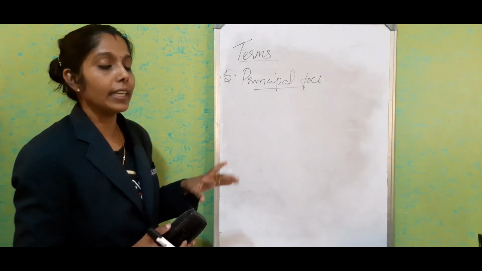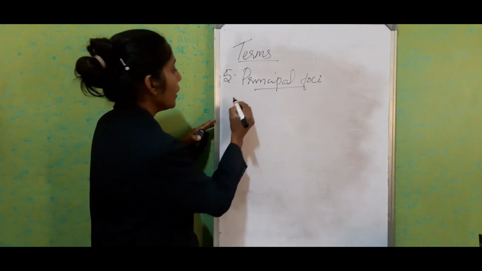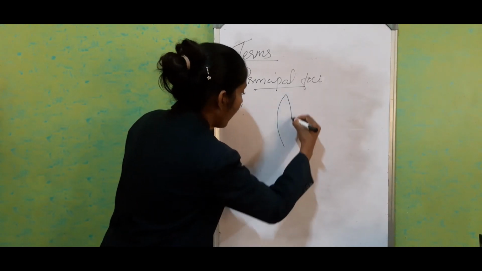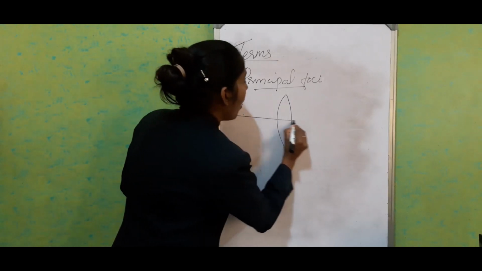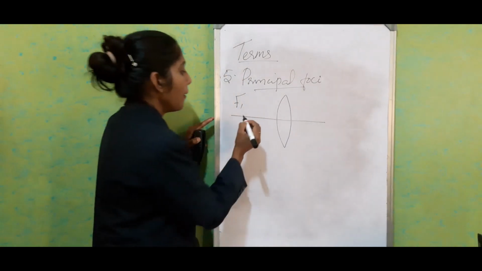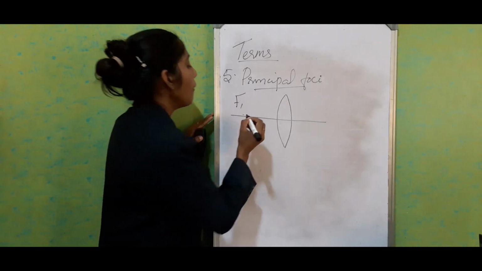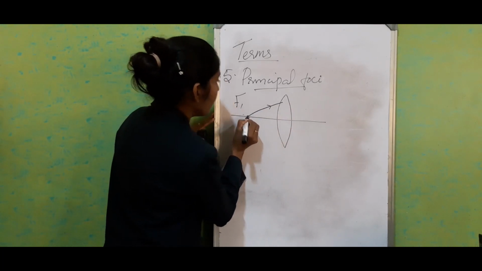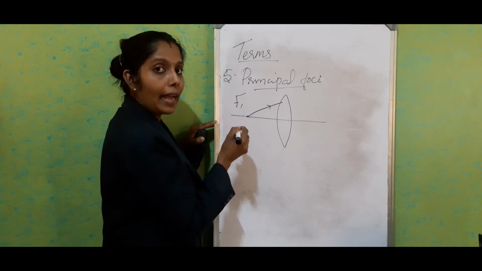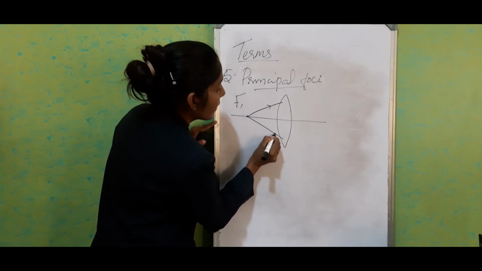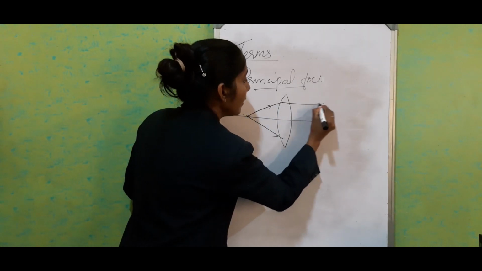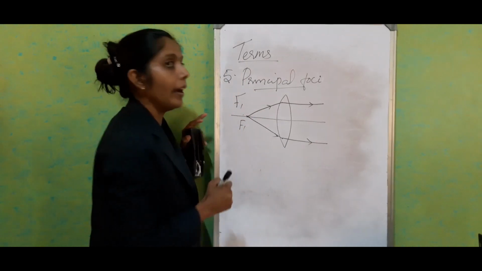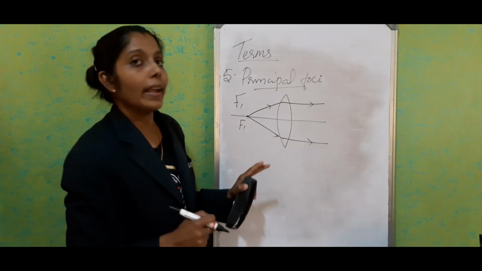First we will define what is the first focal point. We represent this with the letter 1. As in the case of convex lens, it is a point on the principal axis. From that point, the light rays emerge, and after the refraction, they go parallel to the principal axis. So this is the first focal point in the case of convex lens.